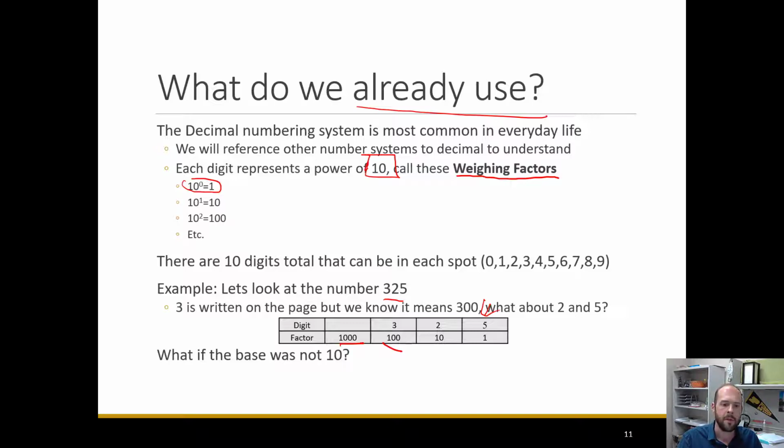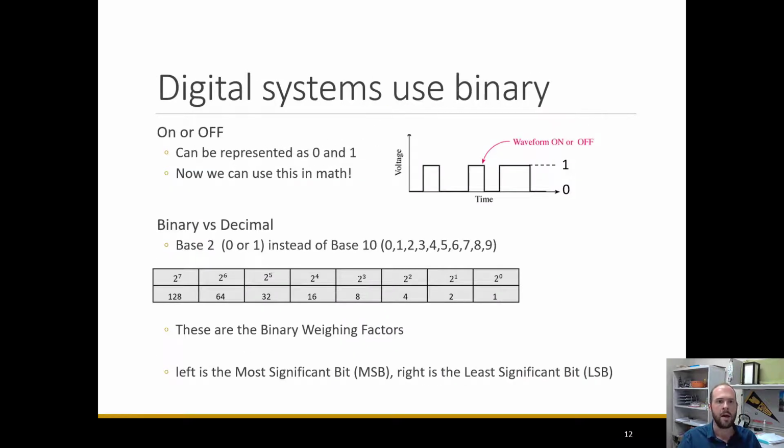But what if the base was not 10? Instead of having 0 through 9 digits, which is 10 total digits, what if we only had two options, 0 or 1? And that is what we have circuitry created to do. It's either on or off. And so a new number system had to be explored that relates this 0 and 1 or on and off logic and connects it back to our decimal number system that we understand.